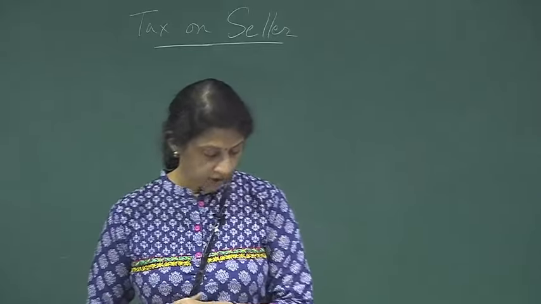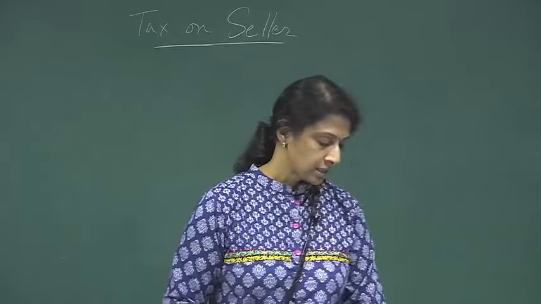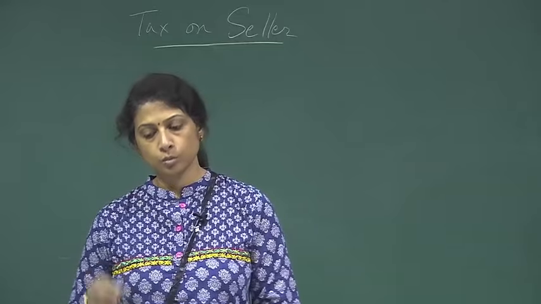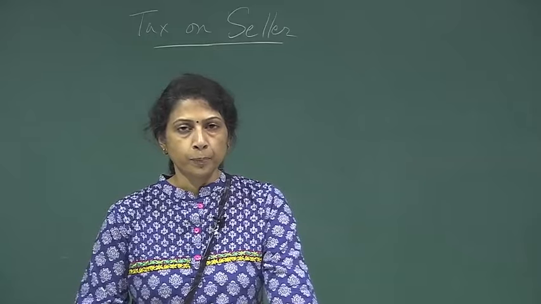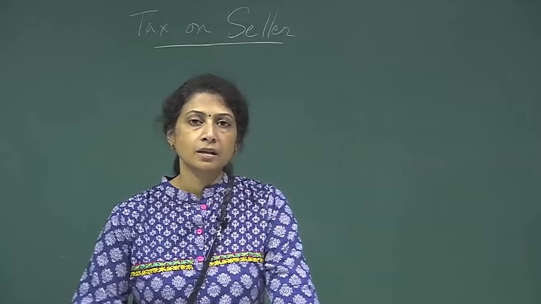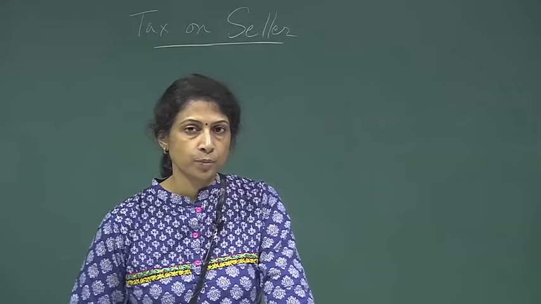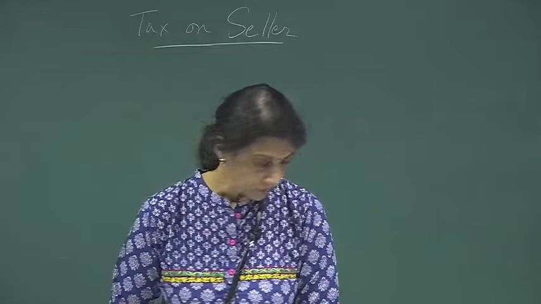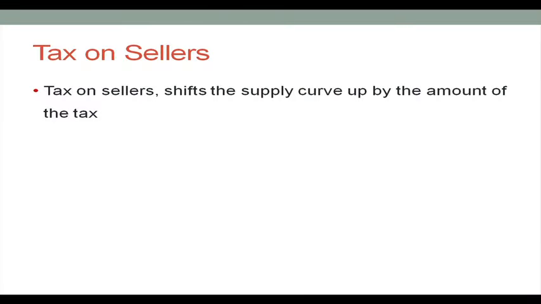So moving on, let's talk about tax on sellers. What happens if there is a tax on sellers? When there is a tax on sellers, the cost for the seller basically goes up. Every unit that the producer sells, he has to pay a tax. It's like a cost to him. So the tax on sellers shifts the supply curve up by the amount of the tax.